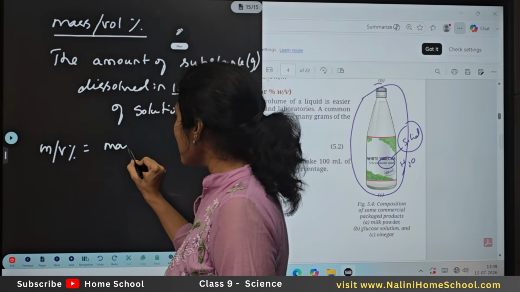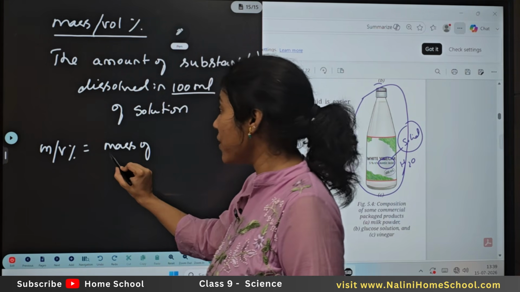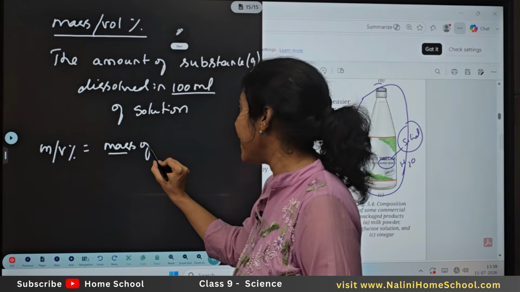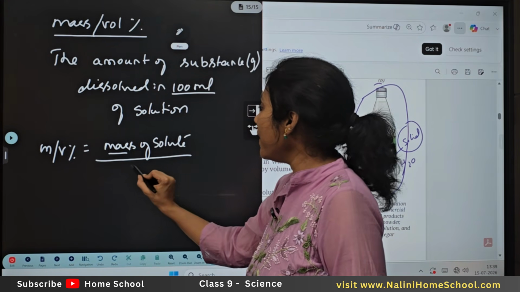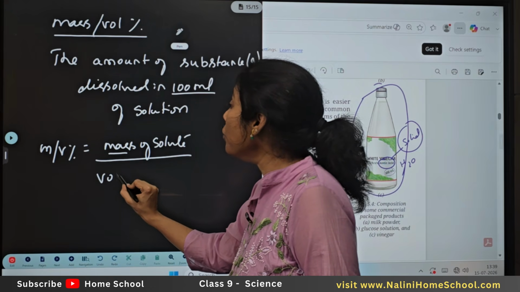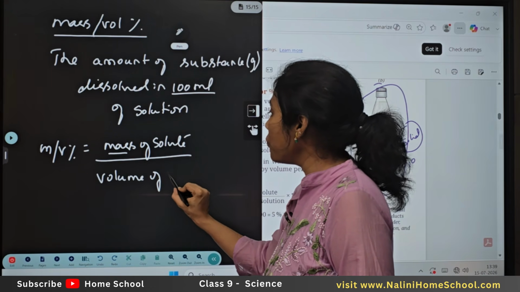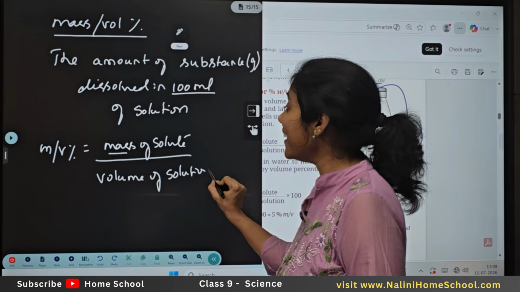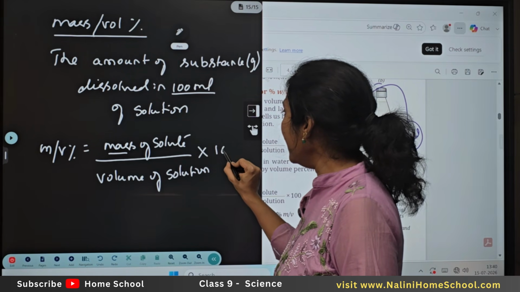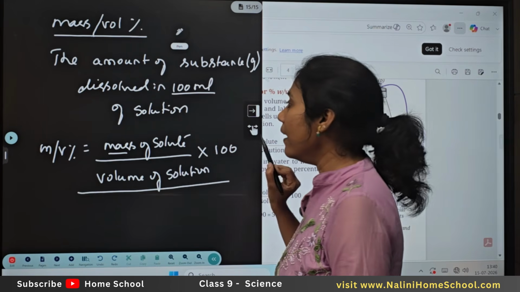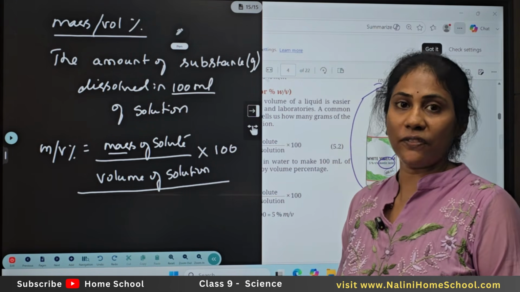Same thing, mass of solute, because the solute you are measuring in grams, which you call mass. So mass of solute divided by volume of solution, because the solution you are measuring in ml, so total volume of solution, multiplied by 100. So this is the formula that we use, guys.